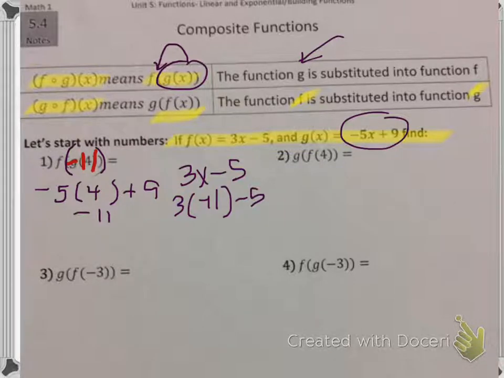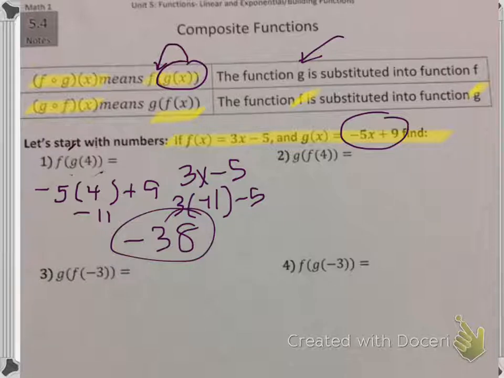Punch that in your calculator. And when I did that, I got a negative 38. So my solution for this original problem, f of g of 4, is a negative 38. That's how we do composite functions. Again, we work from the back to the front, and we just substitute into the function it tells us to.